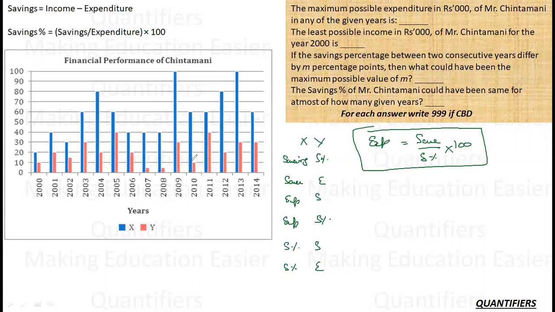See, the minimum denominator, if I see, is here. This is the minimum denominator. So if I keep my saving percentage as 5, then saving in both the cases is 40. So 40,000 upon 5 into 100. So this is what I am going to get, which is 800,000 in this case. So this is, I think, the maximum value you can get.